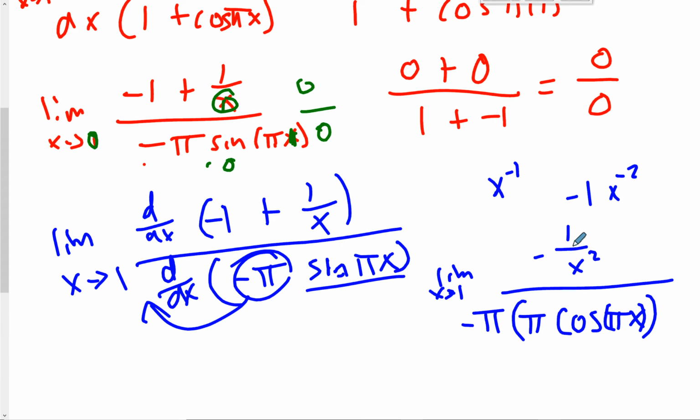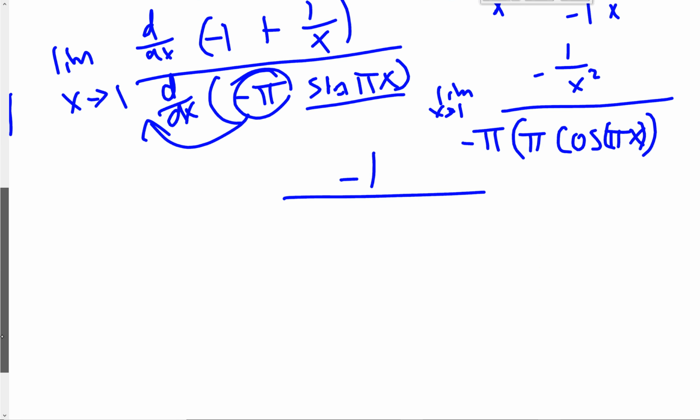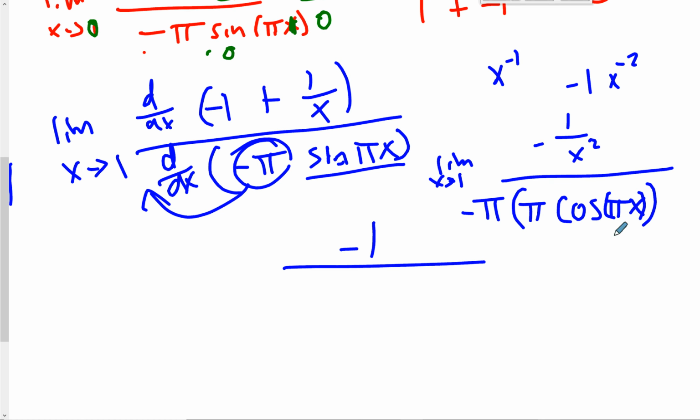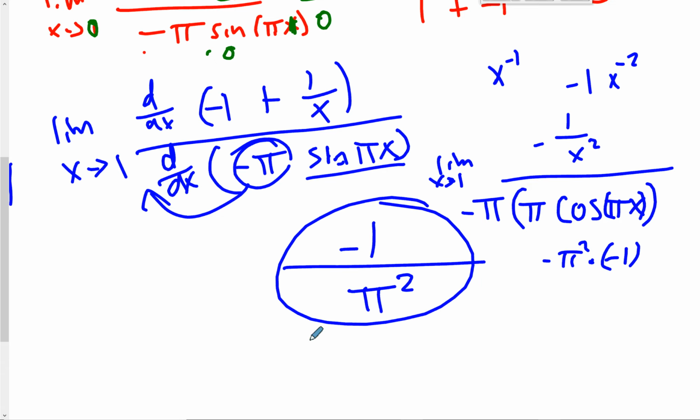So I'm plugging in 1. This is just going to give me negative 1 on top. And then on bottom, I get cosine of pi. Cosine of pi is negative 1. So I get a negative 1 here when I plug in that. So negative 1 pi times pi is just negative pi squared. These two times each other is just positive pi squared. So now I actually have an answer of negative 1 over pi squared. So that's how you use L'Hopital's rule.